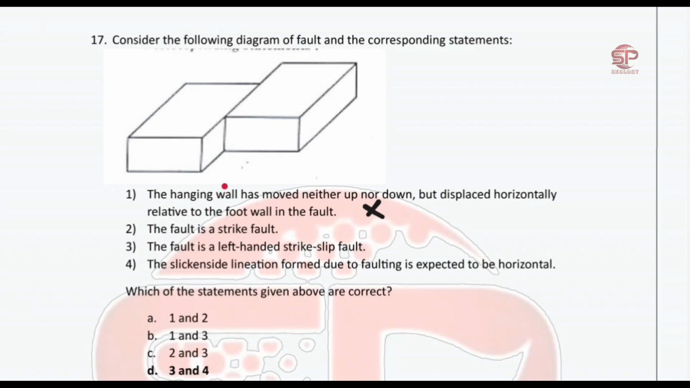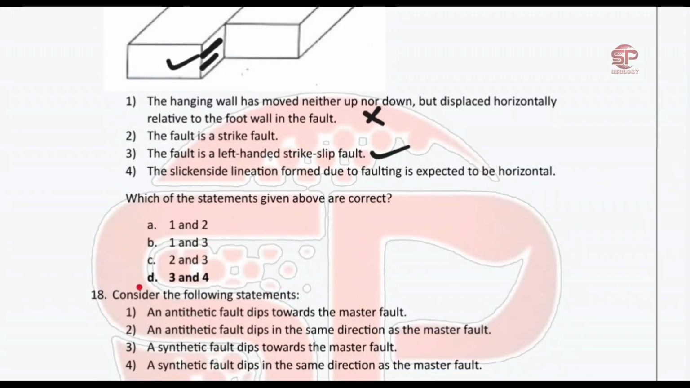Because a strike fault is when the strike of the neighboring formation or bedding plane is parallel to the strike of the fault plane. So the strike of the bedding plane is not given here. The fault is a left-handed strike-slip fault. It will be correct. And the slickenside, if you form it, it will be like this. It will be horizontal. So option 3 and 4.